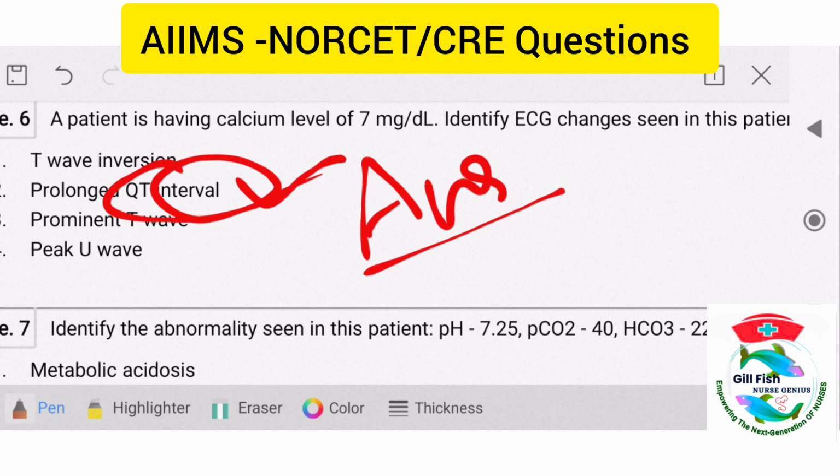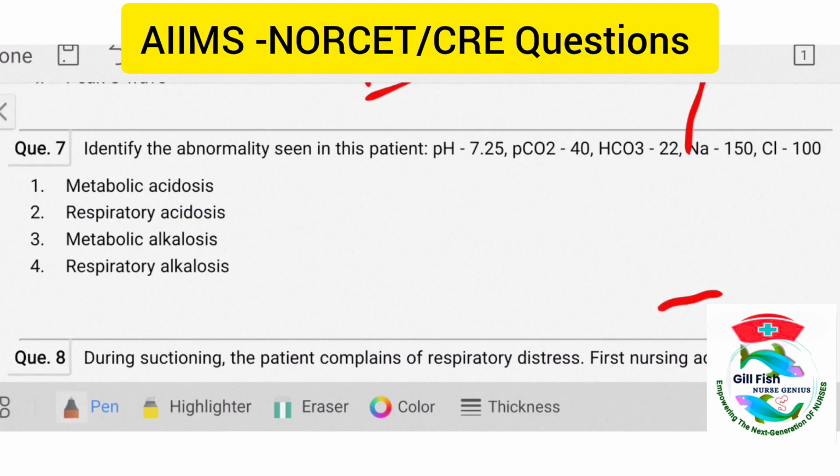Okay, fine. Next question. Identify an abnormality seen in the patient: pH 7.25, PCO2 40 and HCO3 22, sodium 150, chloride 100. So what is the correct answer for that? Option 1 metabolic acidosis, option 2 respiratory acidosis, option 3 metabolic alkalosis, option 4 respiratory alkalosis.